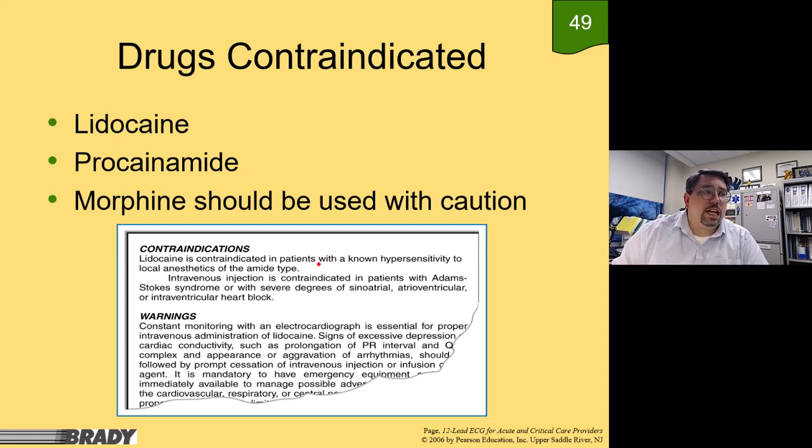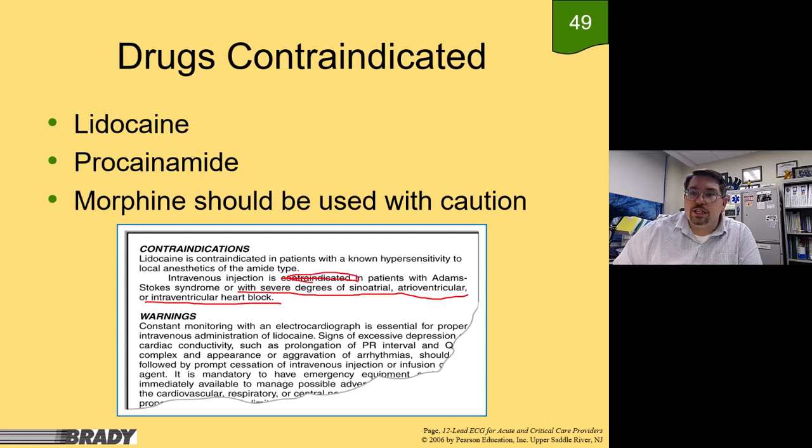We know that lidocaine is contraindicated in patients with known hypersensitivity to its use. That's common with any drug. But here we see intravenous injection is contraindicated in patients with Adams-Stokes syndrome, or, here's what I want to point out, severe degrees of sinoatrial, atrioventricular, or interventricular heart blocks. Contraindicated in. That's the key.